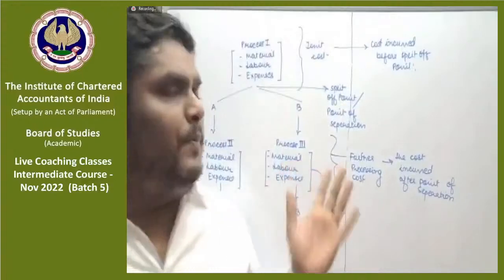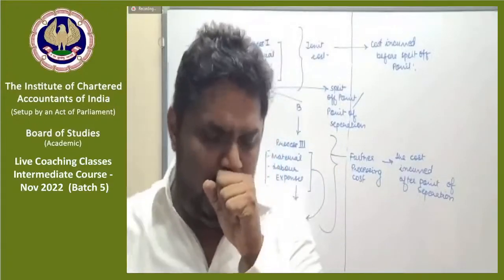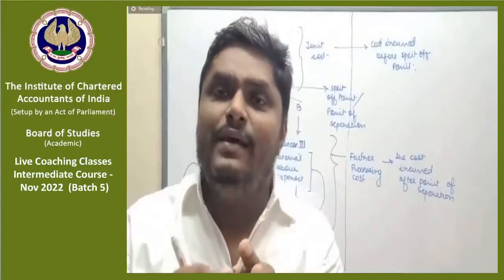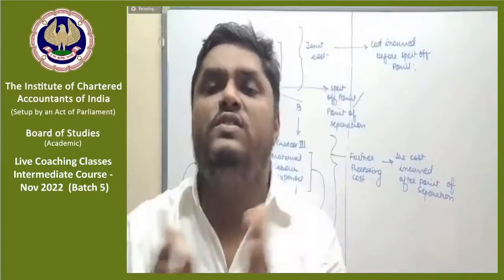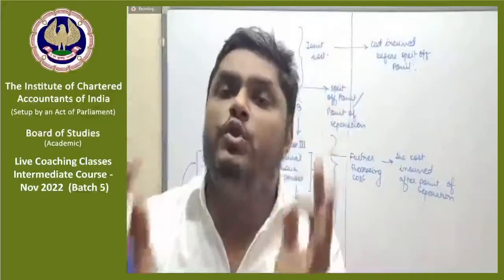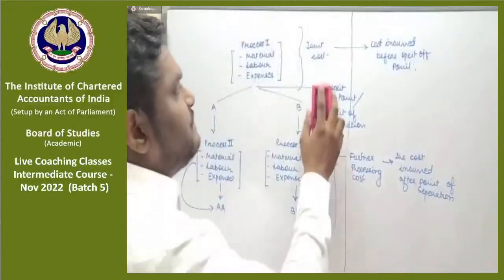So I hope you guys are clear with this part. Now let's learn how to distribute the cost of process first, how to distribute the joint cost among various products. So let's start, guys.